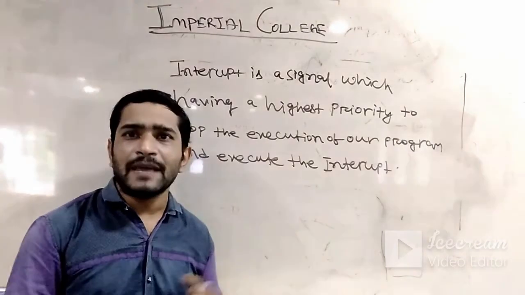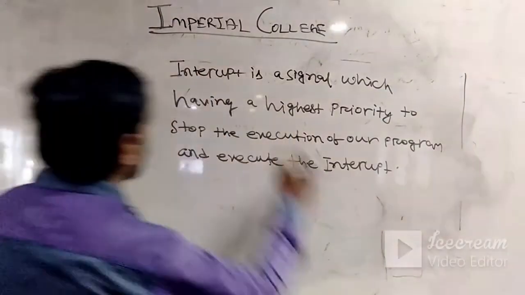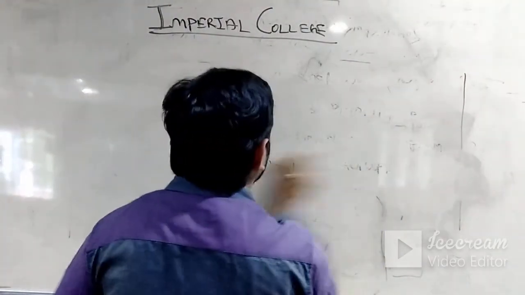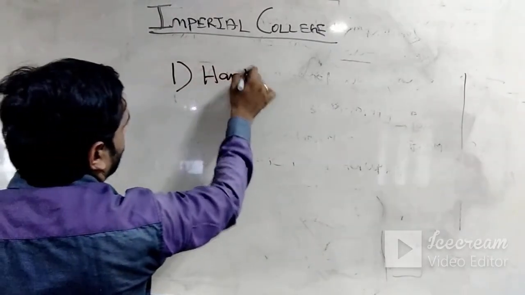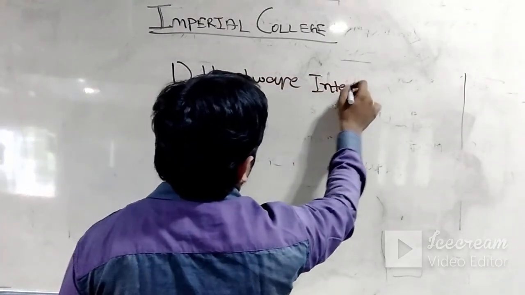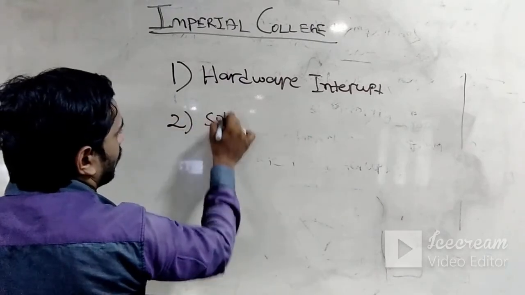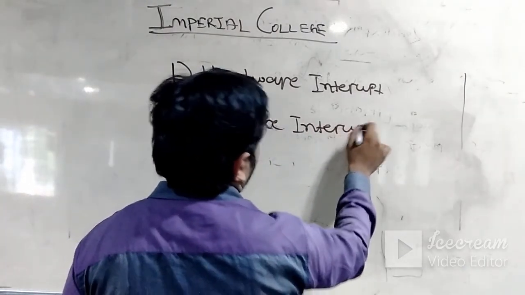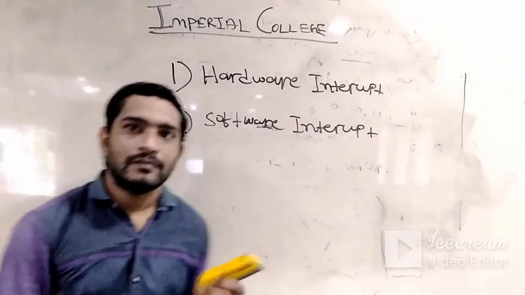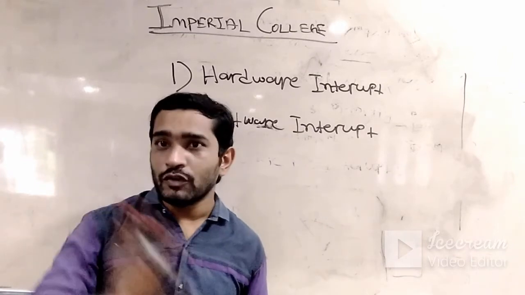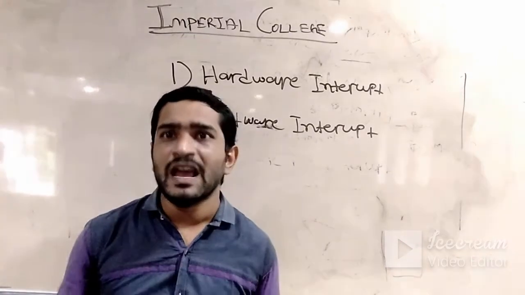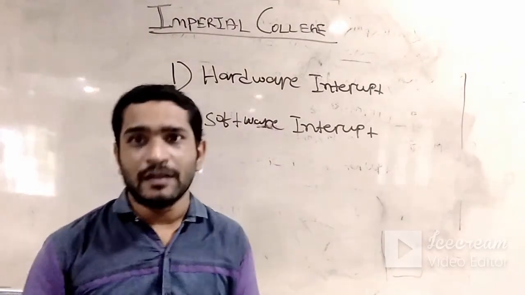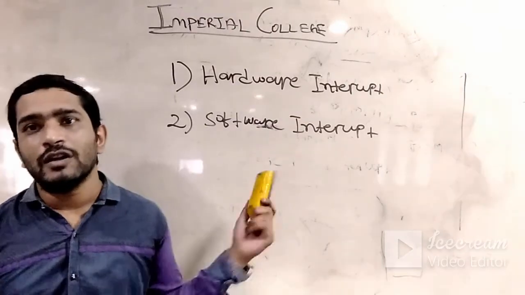How many types of interrupts are there? There are two types: hardware interrupt and software interrupt. When we are running a program, interrupts related to hardware devices like the printer, mouse, keyboard and monitor are known as hardware interrupts. If interrupt signals come from software-related programs and applications, that is called a software interrupt.